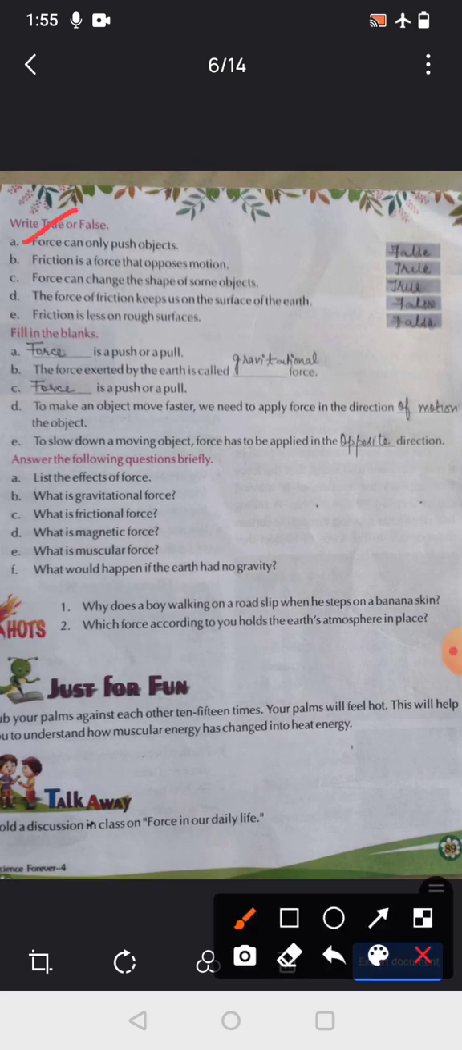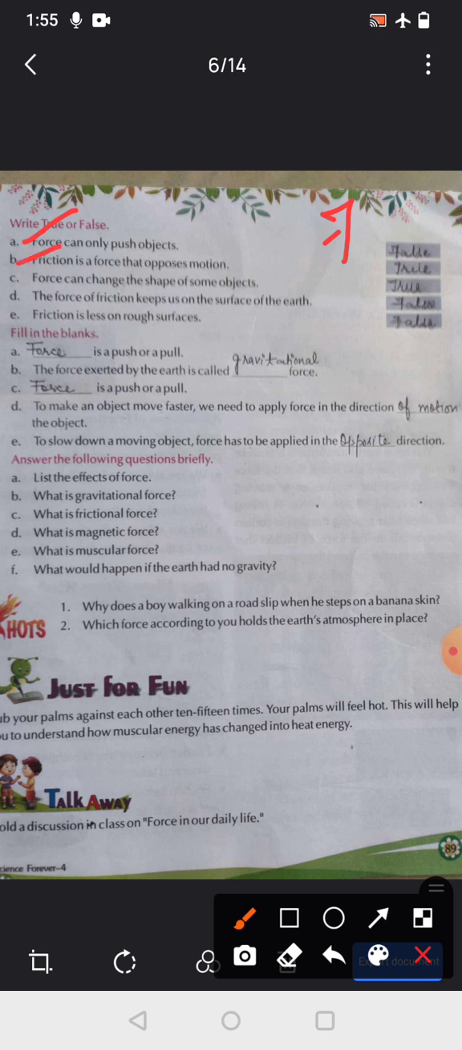Number A, force can only push objects. No, this one is false. This one is false because there are a lot of effects of force. A force can move an object, a force can stop an object, a force can change the direction of a moving object, a force can change the shape also, right? So this one is false.